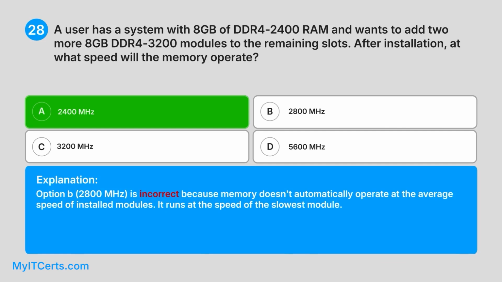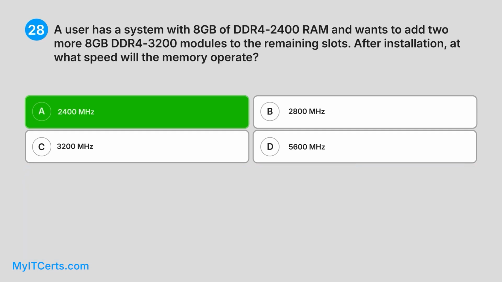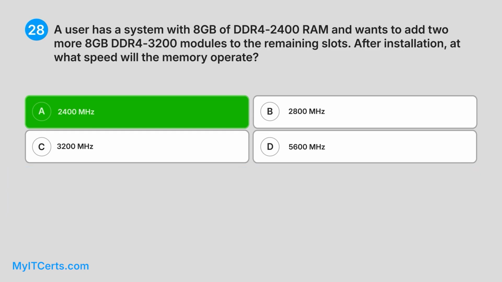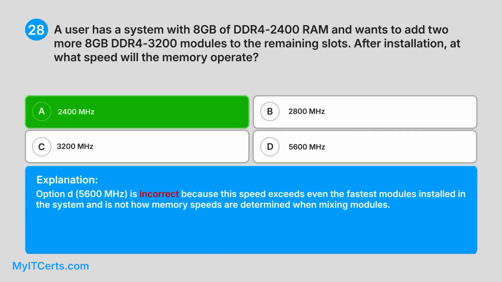Option B, 2800 MHz, is incorrect because memory doesn't automatically operate at the average speed of installed modules. It runs at the speed of the slowest module. Option C, 3200 MHz, is incorrect because the system cannot run all memory at the higher speed of the new modules when slower modules are present. Option D, 5600 MHz, is incorrect because this speed exceeds even the fastest modules installed in the system and is not how memory speeds are determined when mixing modules.